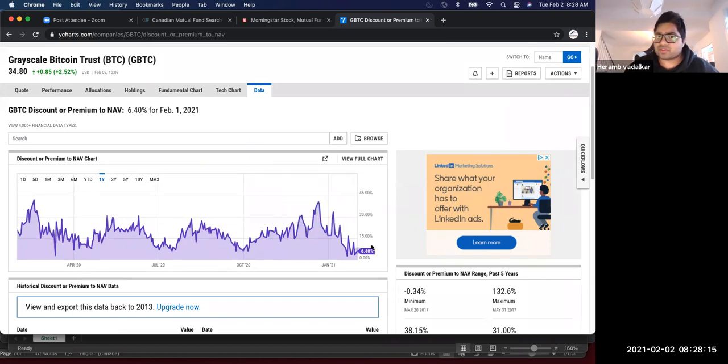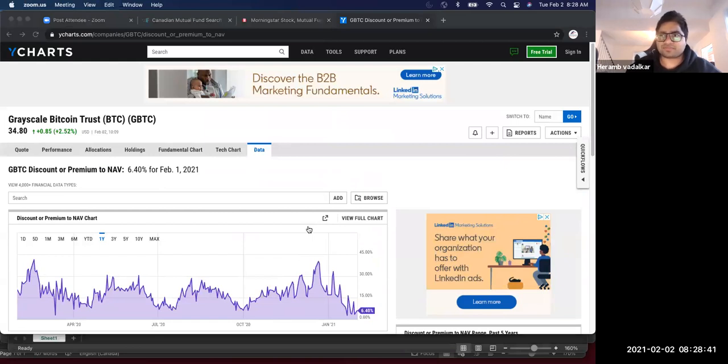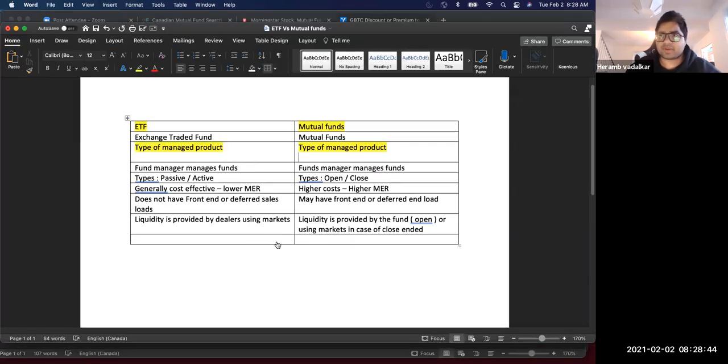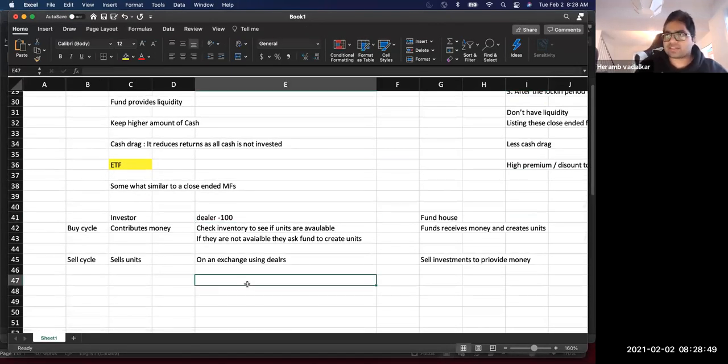But if you see, the premium is quite high right now. It is trading at a premium of 6%, but it can go as high as 40%. So whatever Bitcoin it owns, you have to pay 6% more on that to buy a unit. Same way, this was traded at 40% even. So the premium varies a lot. That creates an issue with close-ended mutual funds. But most ETFs do not trade at such premiums, because a dealer is involved. So if the dealer finds a lot of premium, they will do an arbitrage.